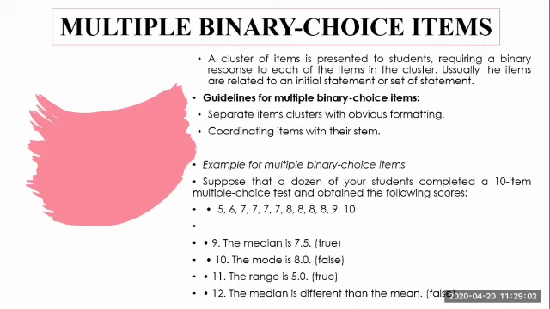For example, for multiple binary choice item, suppose that a dozen of your students complete a 10 item multiple choice test and obtain the following scores: 5, 6, 7, 7, 7, 7, 8, 8, 8, 8, 9, 10. 9, the median is 7.5, it is true. 10, the mode is 8.0, it is false. 11, the range is 5.0, it is true. 12, the median is different than the mean, it is false.